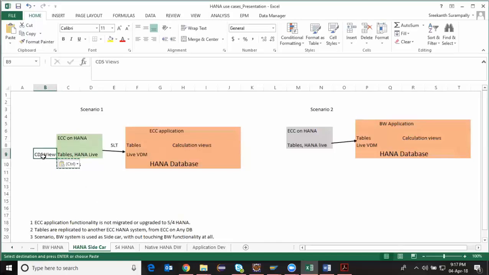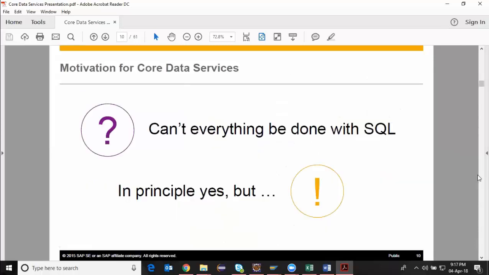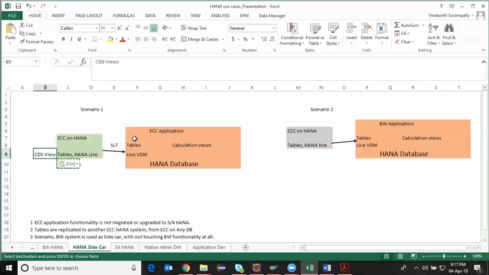Understand or confused? Anyway, so that is about CDS views. Going forward, it is going to be CDS views. So this is a very good question: can't everything be done with SQL? Do you know the answer? That's where CDS views come in. We were doing it in SQL, right? HANA Live is SQL. HANA Live means it is calculation views, graphical calculation views, right? They are SQL based.